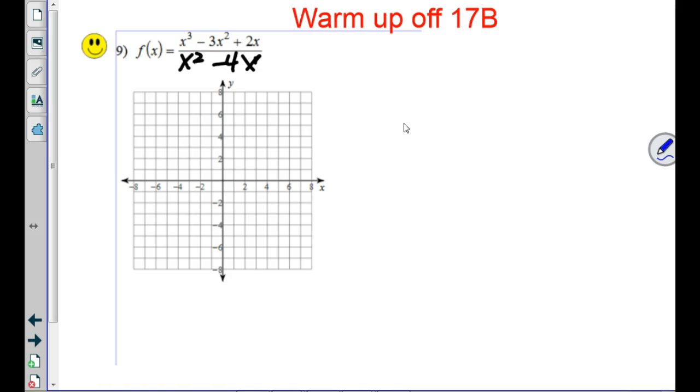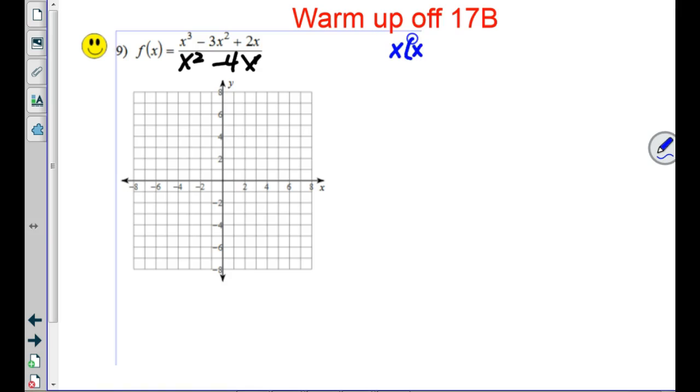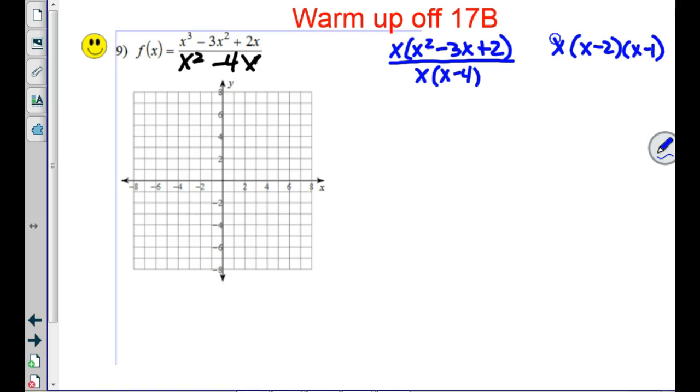All right, so number 9 on 17b, how would we start this? You might want to have out your little yellow card. On the top we can take out an x. We'll have x squared minus 3x plus 2. Does that factor further? Yeah, I think so. x minus 2 and x minus 1, right? To get a positive 2 at the end and negative 3. And the denominator, you can take an x out as well.